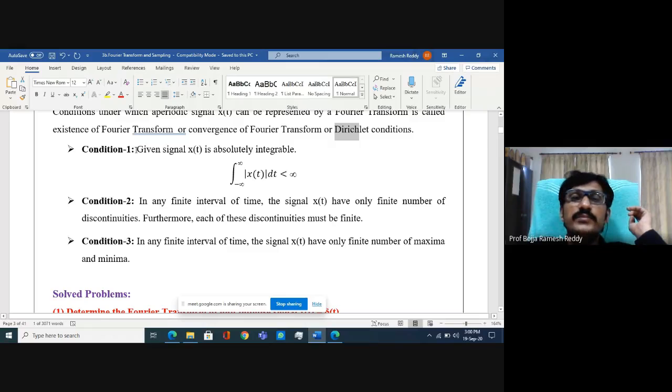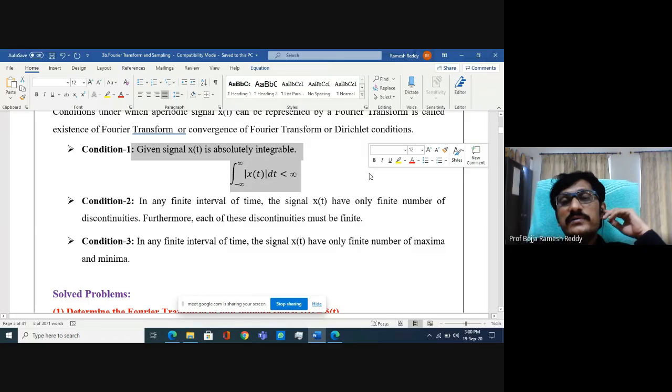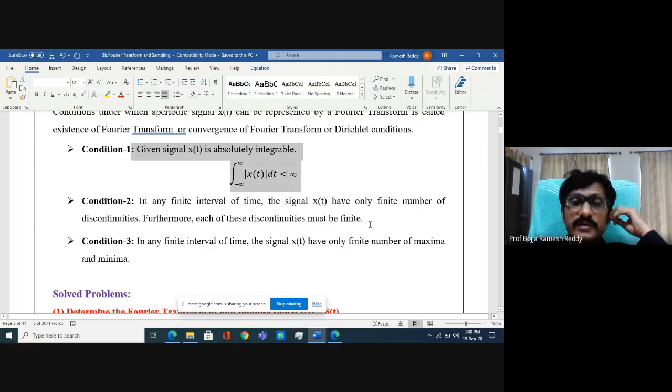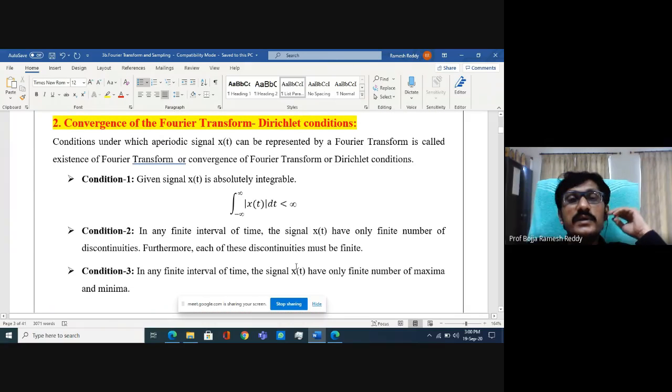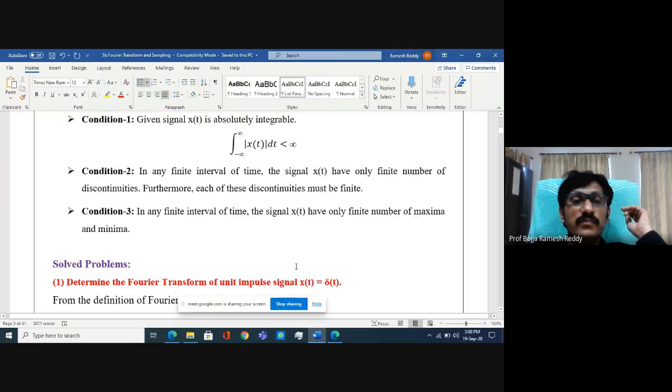One condition is that the signal is absolutely integrable. You have to know these restrictions before computing the Fourier transform. That signal must be absolutely integrable. The second condition is, in a finite interval of time, the signal has a finite number of discontinuities. Furthermore, each of the discontinuities must be finite. In any finite interval of time, the signal x of t has only a finite number of maxima and minima values. These are the restrictions that come under the existence of the Fourier transform.